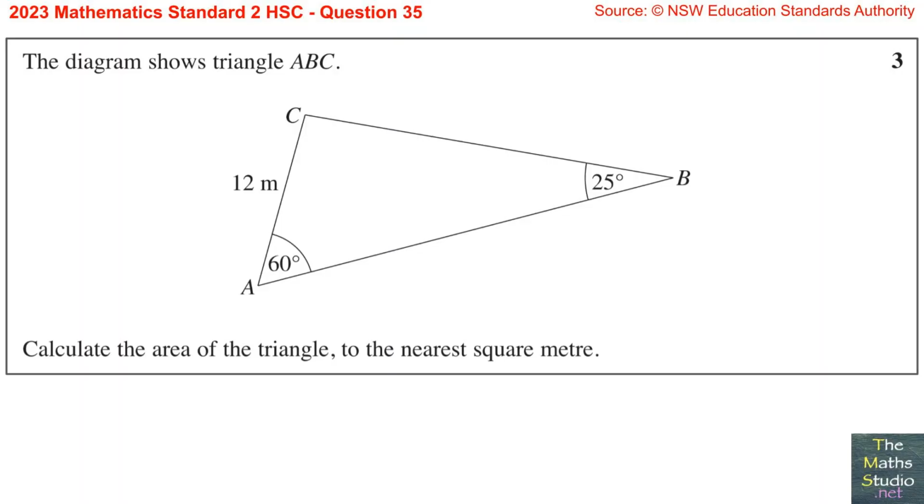Question 35. The diagram shows triangle ABC. Calculate the area of the triangle to the nearest square metre.